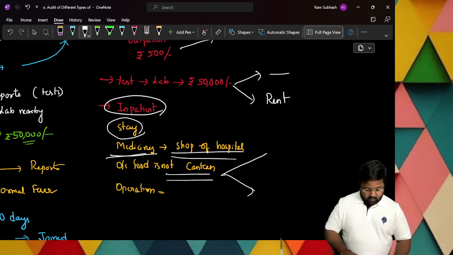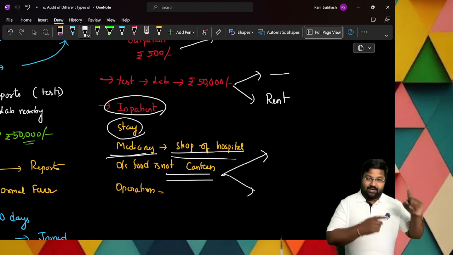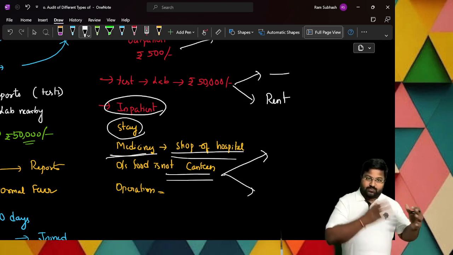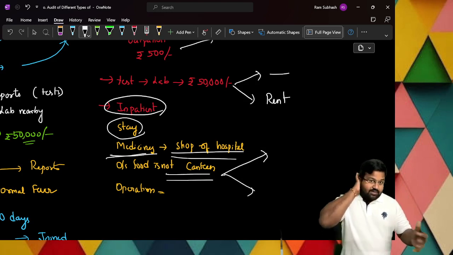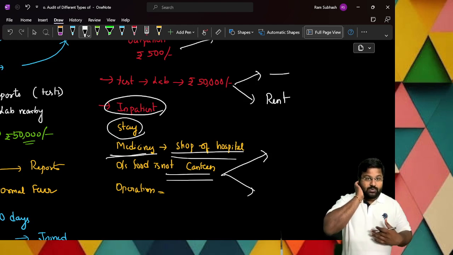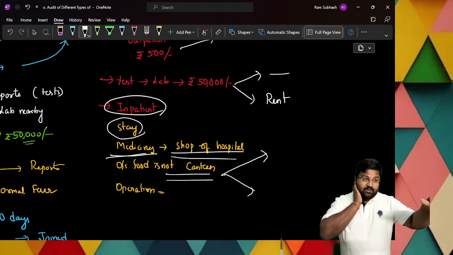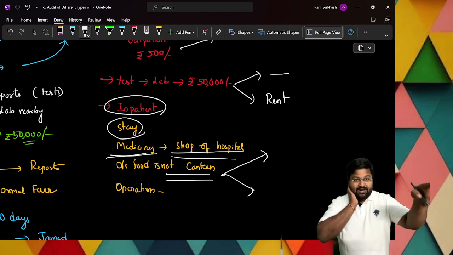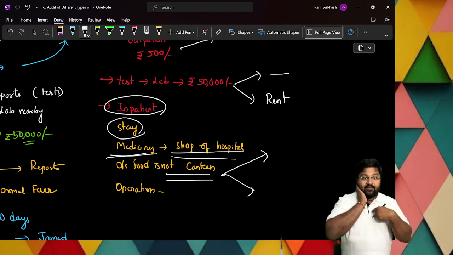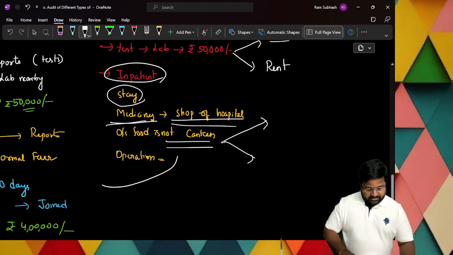If it is our own area and the canteen is directly maintained by our own hospital people, then the revenue will be as per our own hospital. However, if the premises area is available for a canteen and an outsider has taken it on rent, then the rental income will be mine. And next, operation.